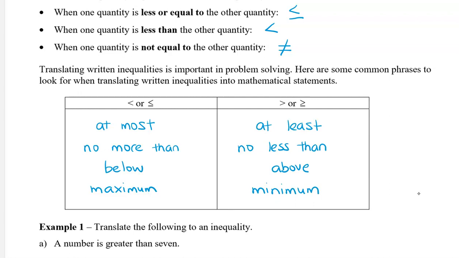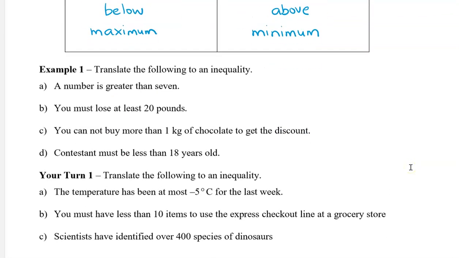So let's take a look at how to translate the following phrases into an inequality. Here the first one is a number, so we're going to call that n. And it says is greater than. So the number n is going to be greater than the number 7. The second one says you must lose at least 20 pounds. So at least means that you want to lose 20 pounds or more. So n has to be greater than or equal to 20. At least means that we can lose 20, but we want to lose more than 20. So n is greater than or equal to 20.